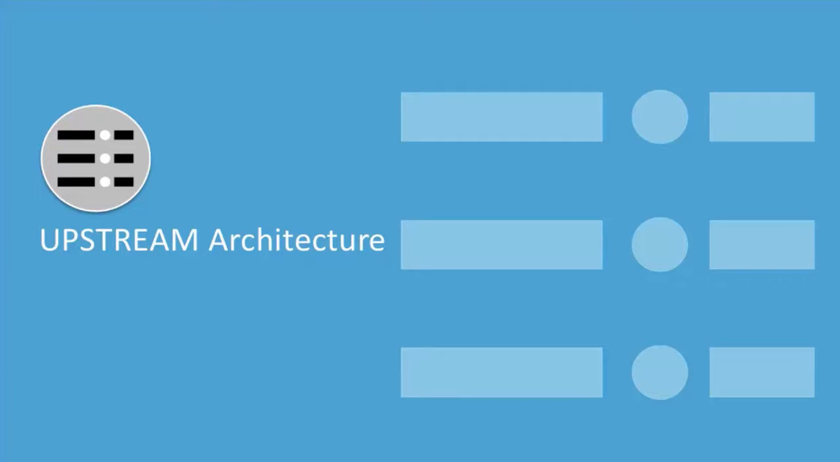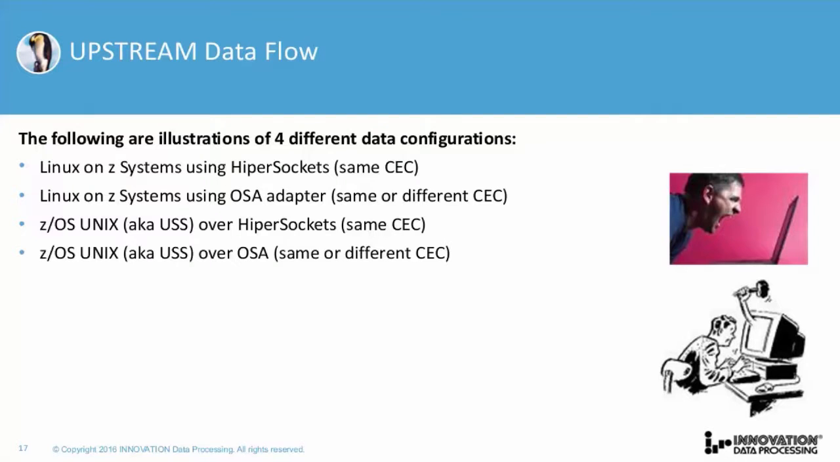So now we're going to talk about the Upstream architecture. We're using the client-server dual-component model, and we'll show you a few different common configurations. So at this point, I'm going to introduce my associate, Ed Gilroy, to go through each of these different configurations.